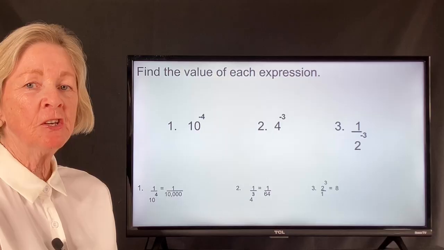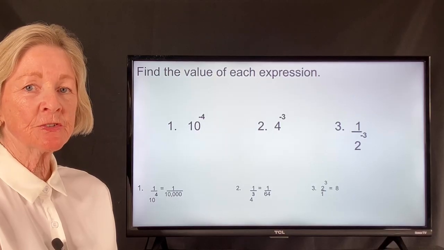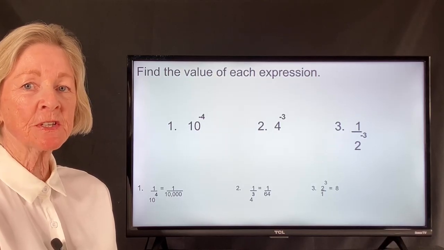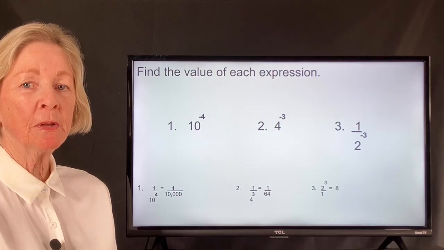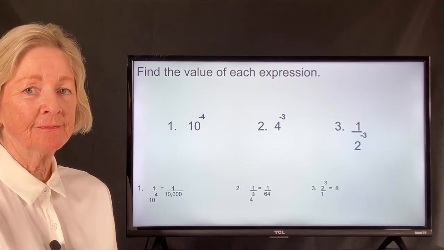Find the value of each expression. The answers are at the bottom. Pause this video now so that you can complete these by yourself.